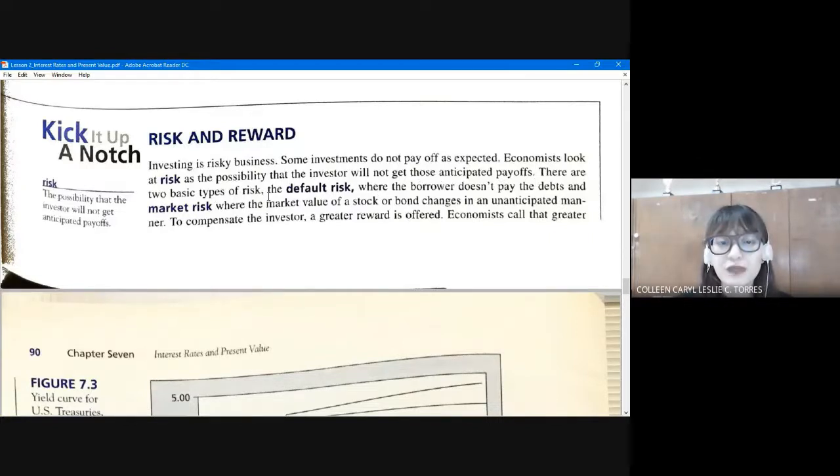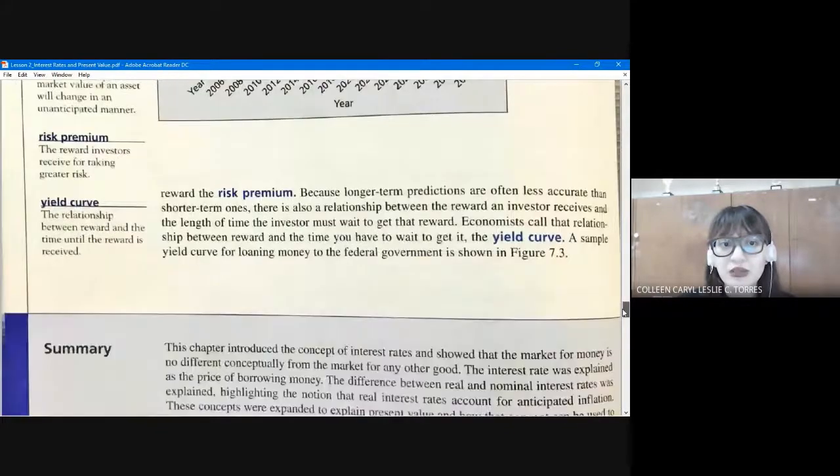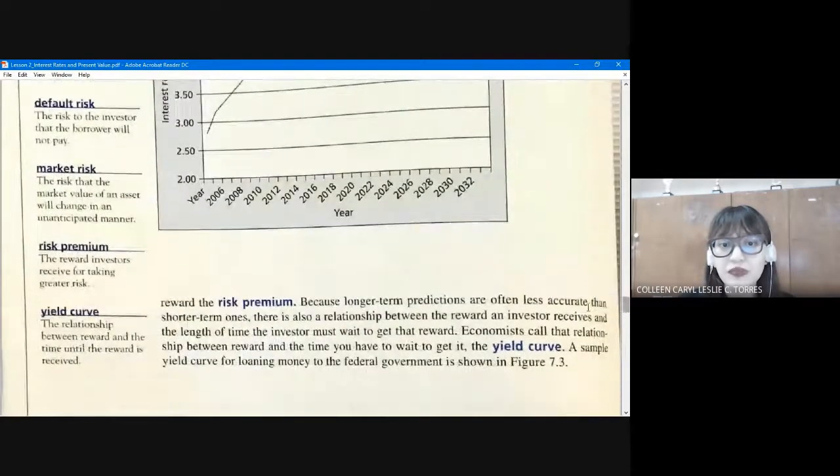There are two basic types of risks: the default risk, where the borrower doesn't pay the debts, and market risk, where the market value of a stock or bond changes in an unanticipated manner. So to compensate the investor, a greater reward is offered. Economists call that greater reward the risk premium.